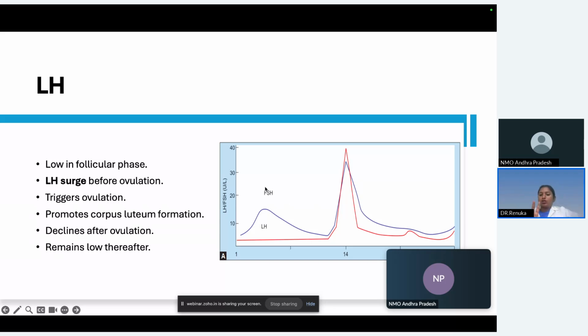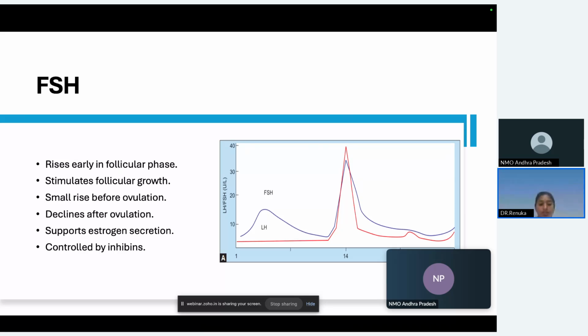FSH has two peaks. One small peak in the follicular phase and one big peak, but comparatively small compared to the LH, occurs in the ovulation phase. During ovulation, FSH is high, and after ovulation, again it comes down. Two peaks. What is the function of LH? LH promotes corpus luteum formation, whereas FSH supports estrogen secretion and it is controlled by inhibins.